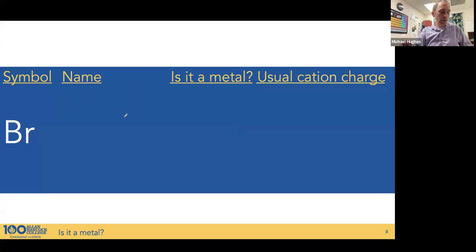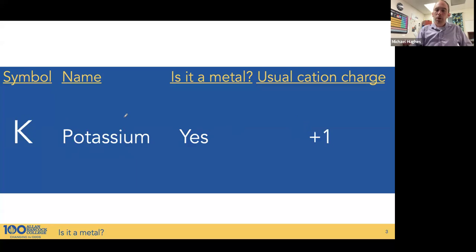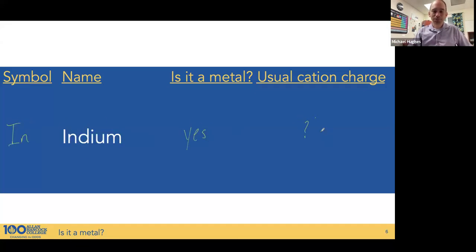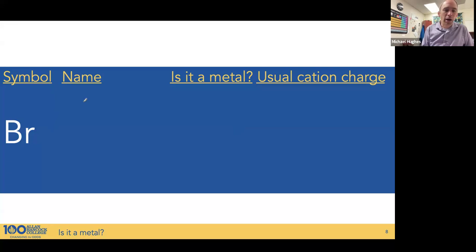Br, is it a metal? Br. So going to our periodic table, Br is bromine, element 35, and it is a non-metal. It is in group 17. It's a halogen, a non-metal. So Br is bromine. And it is not a metal, no. No cation charge.